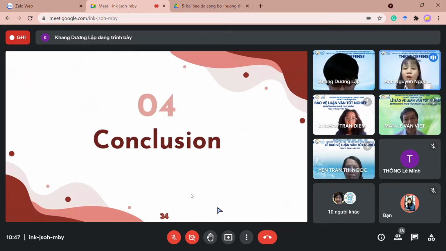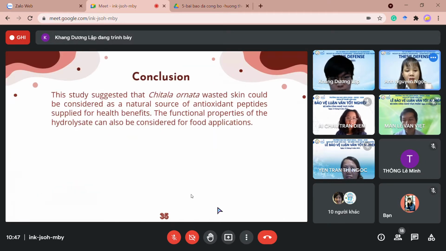In part 4, we have made conclusions for this thesis. The study suggested that glycolate-wasted skin could be considered as a natural source of antioxidant peptide supply for health benefits, and its functional properties can also be considered for further applications.